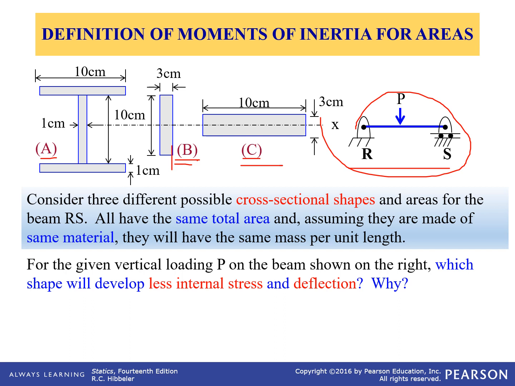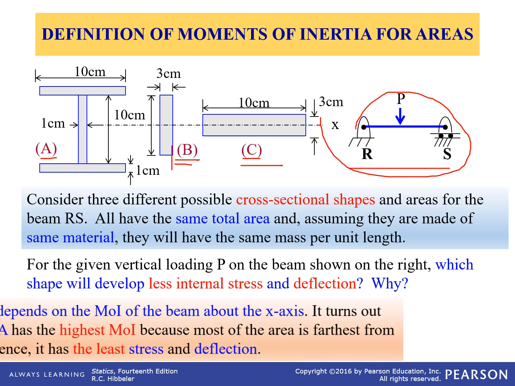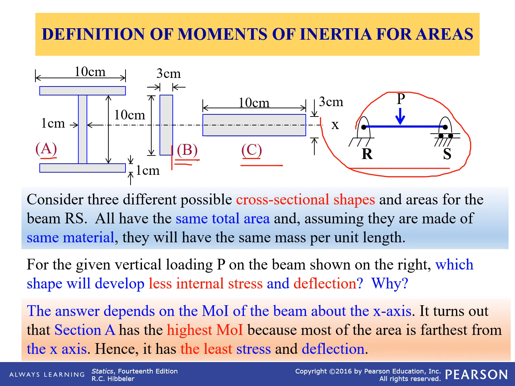So recall we just said when we introduced the area moment of inertia, it is the resistance to the internal stress and the deflection, right? So for the structure to have less internal stress and deflection, we want to have a higher area moment of inertia. So the answer depends on the moment of inertia of the beam about the x-axis here. It turns out that section A has the highest moment of inertia.